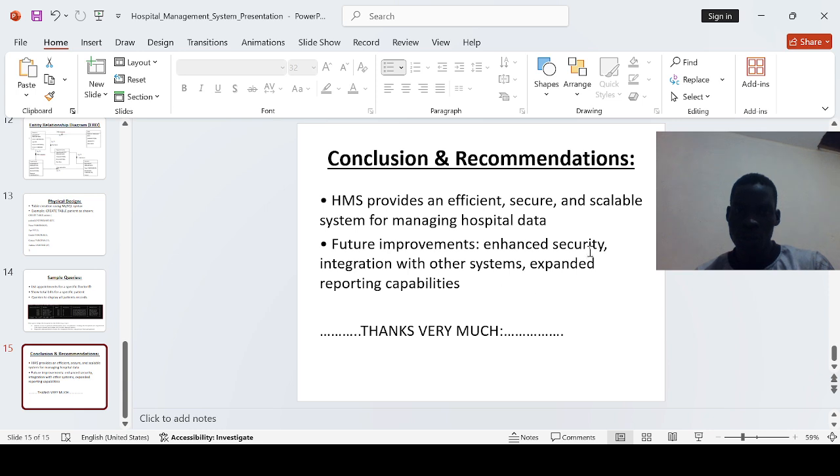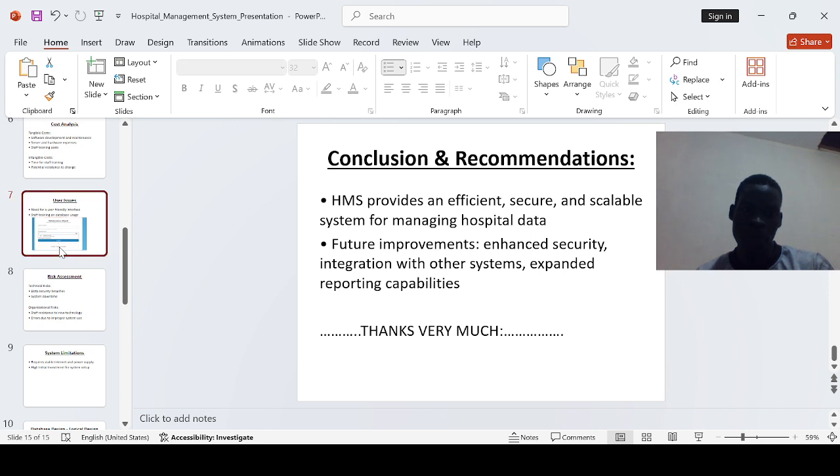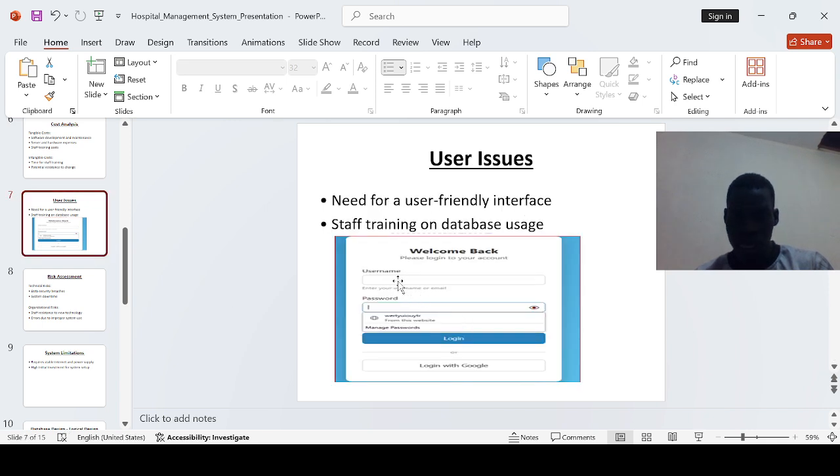As we come to the conclusion, we say that this hospital management system provides an efficient, secure, and scalable system for managing hospital data. So it's efficient and secure, and at the same time scalable. Then for future improvement, it enhances security and integration with other systems. So the security could be enhanced via how the users interact with the system. Like if we look at this point, before the user interacts with the system, you have to first enter your username and password, and then you log in.